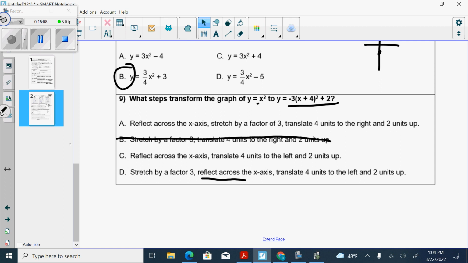Okay. Then it has a 3. What does that 3 do? Stretch. Very good. So is there any I can mark out that don't say stretch by 3? C. Good. Okay, then it says x plus 4 in the parentheses. What does that mean? To the left. So is there any I can eliminate? Right. Very good. All right.